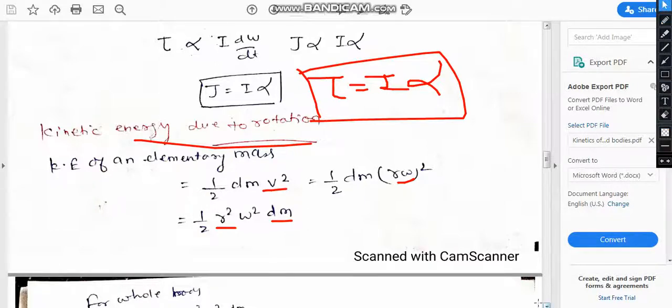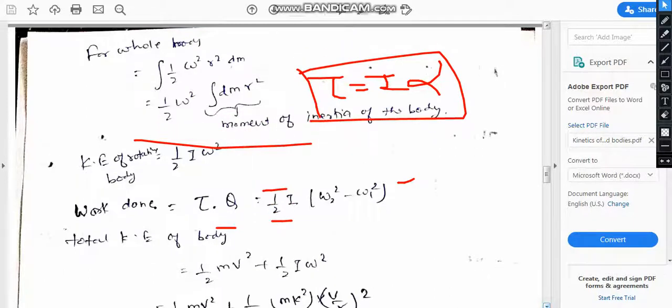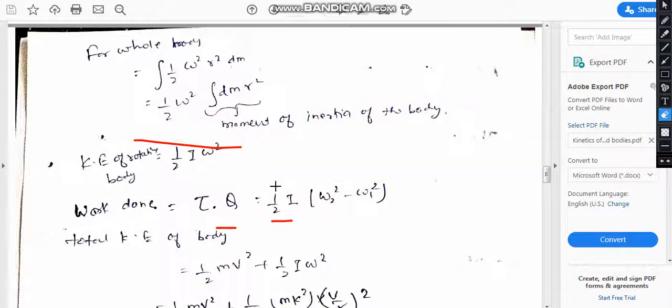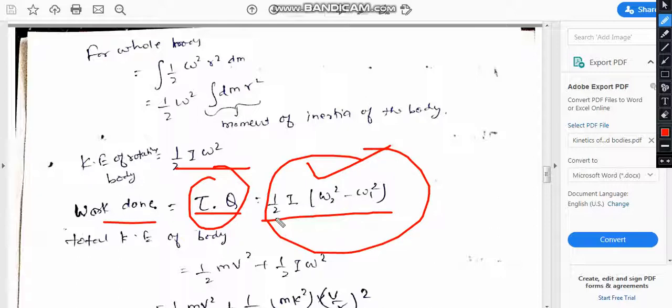This turns out to be half I omega square, and the work done is tau into theta. That is the change in kinetic energy, because work done is torque into angular displacement. According to the work energy principle, that work is equal to the change in kinetic energy, half I omega 2 square minus omega 1 square.